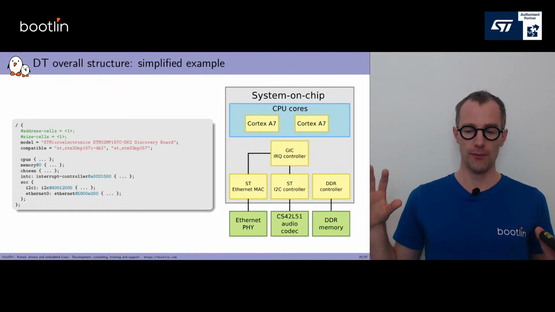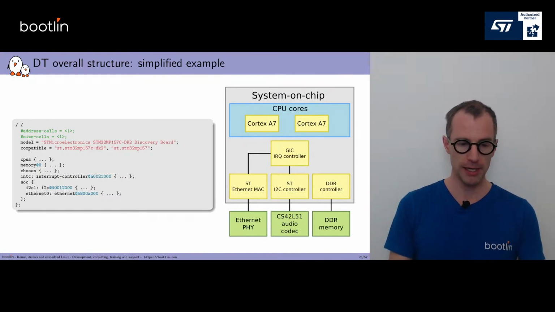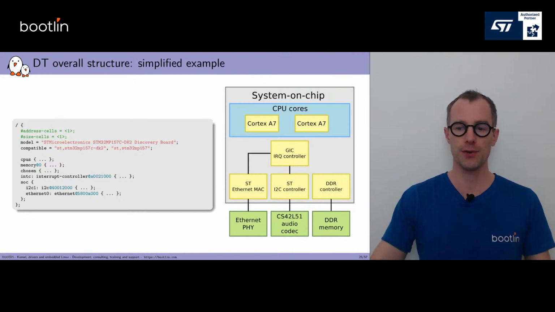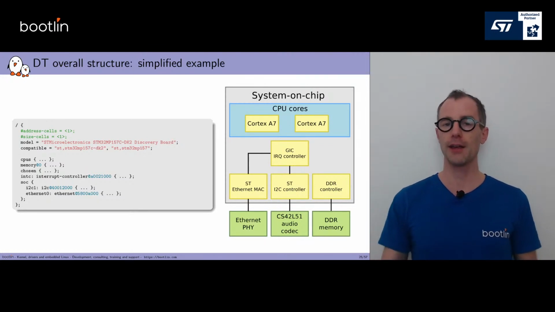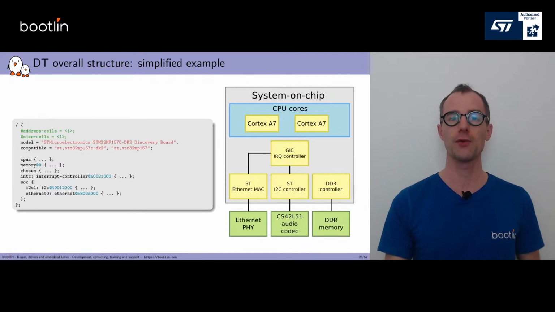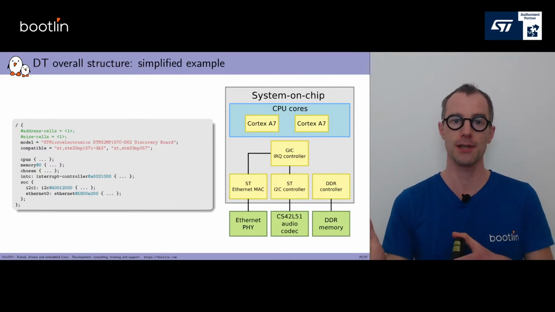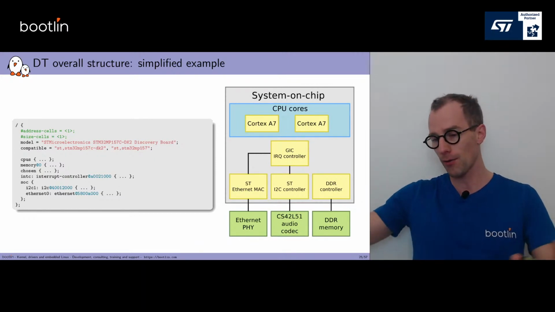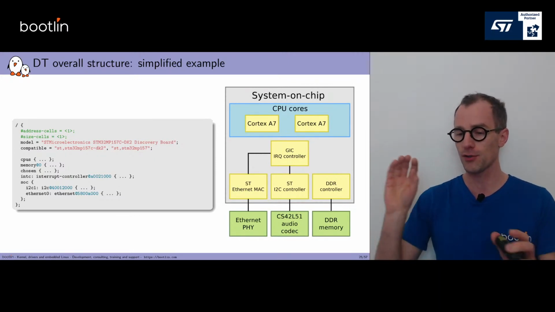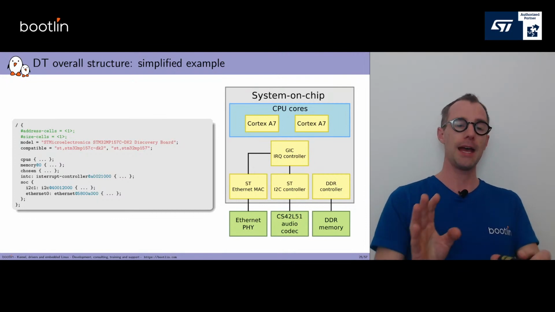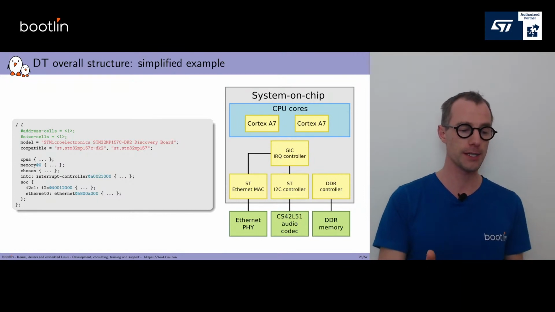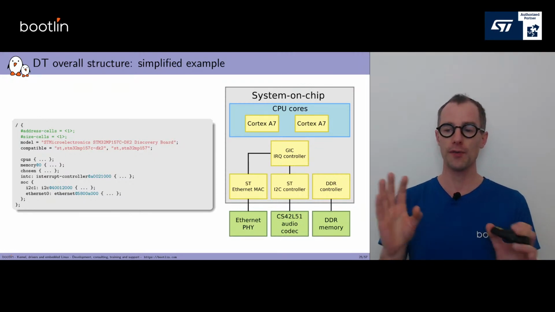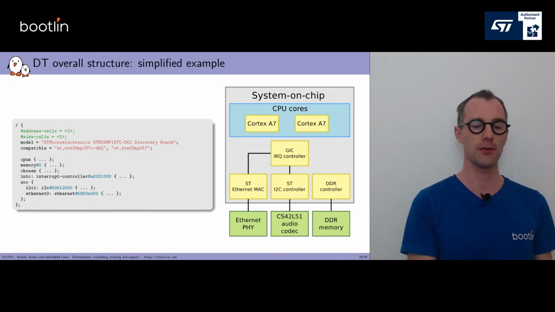So now that we have this basic syntax in place, let's have an overall look at the contents of a device tree. On the right hand side, I have taken a very simplified view of a system on chip such as the STM32MP1, leaving out many of the IP blocks and just focusing on a few of these. And then on the left side, we are going to see, aspect by aspect, how this particular hardware platform gets represented in a device tree.